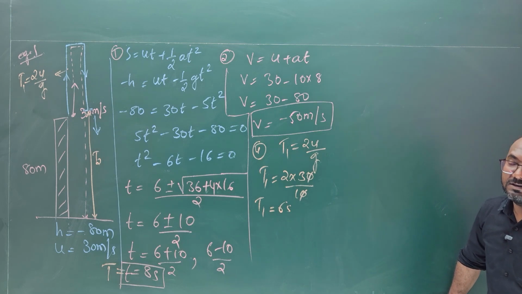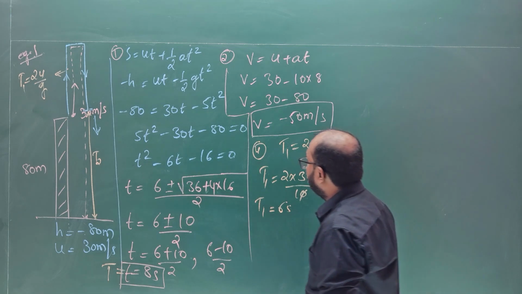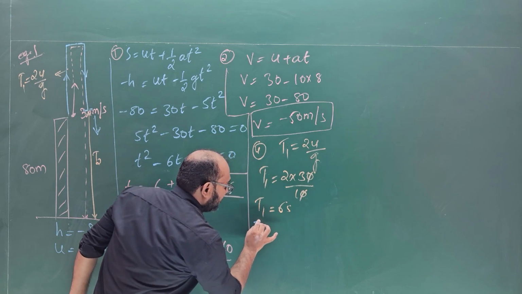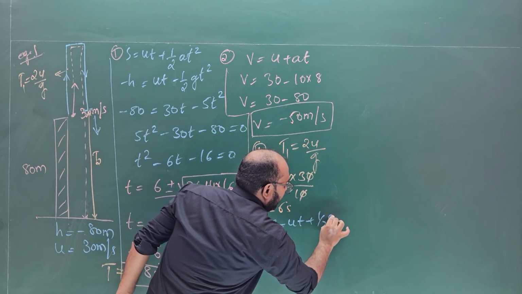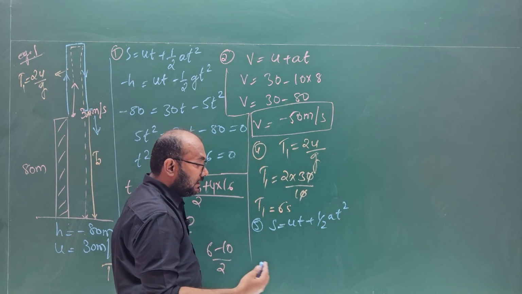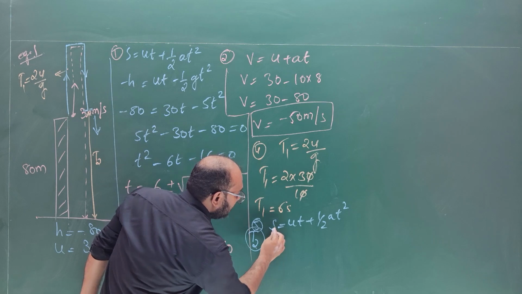Do you have the final velocity? Consider you don't have the final velocity. Do you have the initial velocity? Yes, you have the initial velocity. What do you want to calculate? Time. Do you have the height? Yes. Then using what? S is equal to ut plus half at square. So using S is equal to ut plus half at square to calculate T2, we are calculating here. Okay, now S is what?